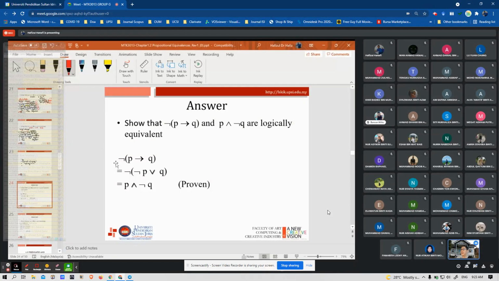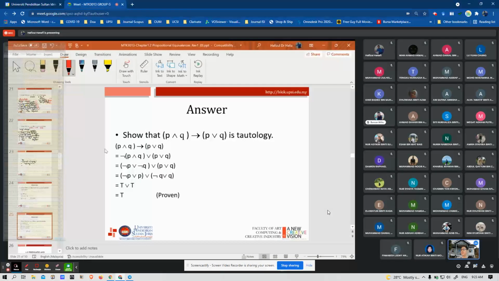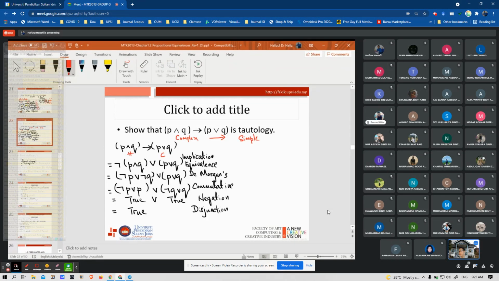Okay, proven that negate P implies Q and P and negate Q are logically equivalent. This is how you prove it. The step by step is shown here. We need to have the implication first, implication equivalence, and then secondly De Morgan, and then commutative, commutative, and then we negate, and lastly the disjunction. Okay, true or true is equivalent to true. One plus one is equivalent to one.